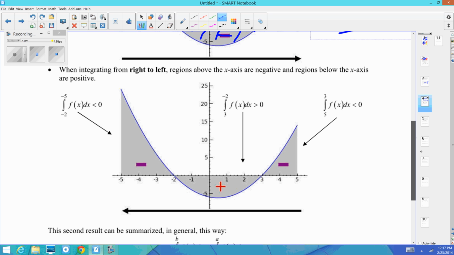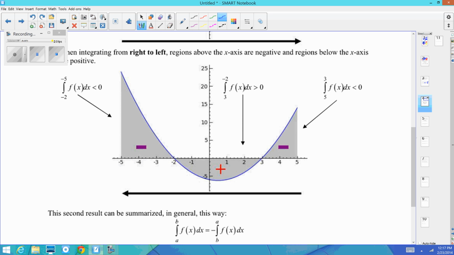Now, if we go backwards, if you integrate from right to left, so if we go from -2 to 5, or from 3 to -2, that's backwards. That's the opposite of what we would think about doing. So in that case, the negatives are going to be above the x-axis, and the positives will be below the axis when you're integrating from right to left. We'll do a couple examples. It might help to clear that up a little bit.